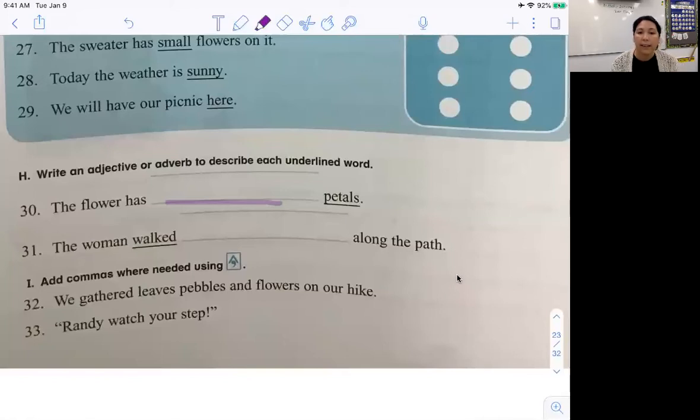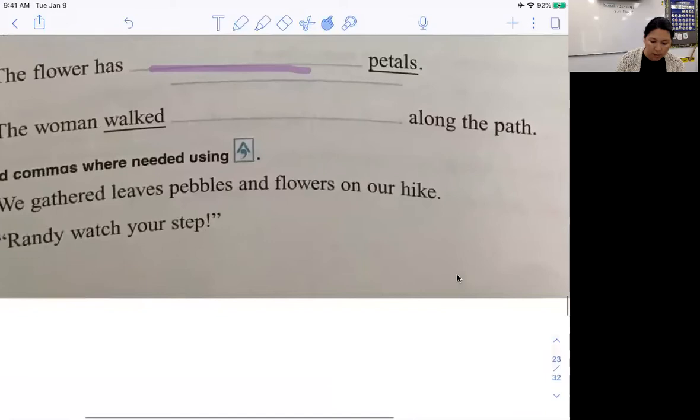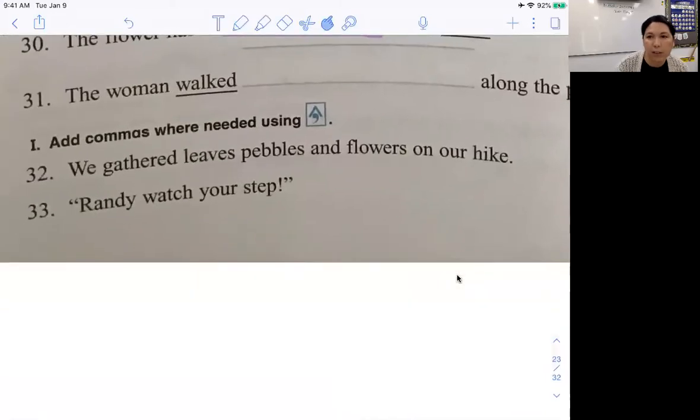All right, now we're adding commas. If you needed more time on 30 and 31, pause the video. Otherwise, here we go. Add commas where needed using, and it shows you the caret with the symbol. All right, so on this one, you're going to do this all by yourself also. I'm not going to do it because there's only two. I want you to have as many as you can to practice. So 32. We gathered leaves, pebbles, and flowers on our hike. Go ahead and put the commas in where you think they go. I'm going to read it again. We gathered leaves, pebbles, and flowers on our hike.